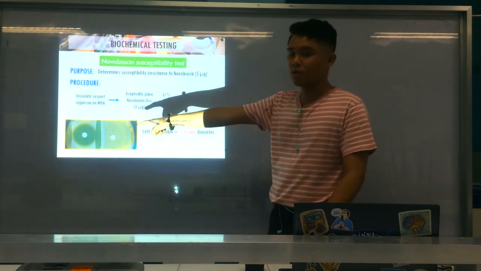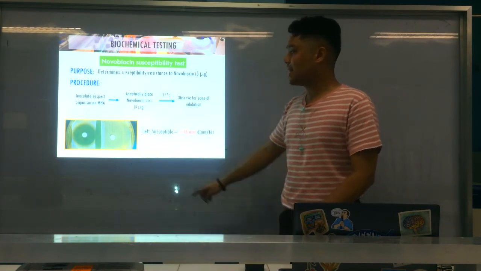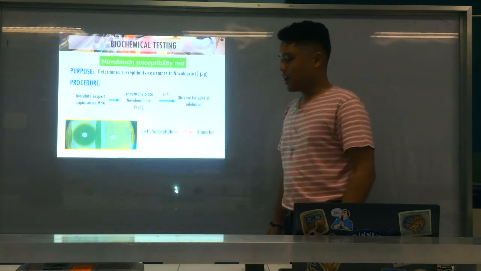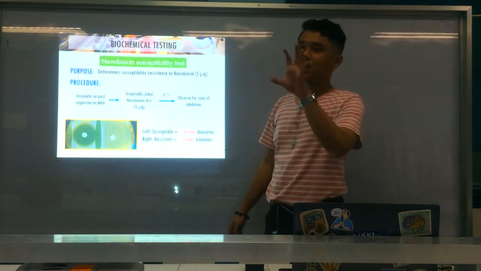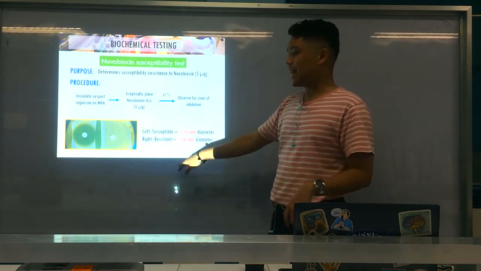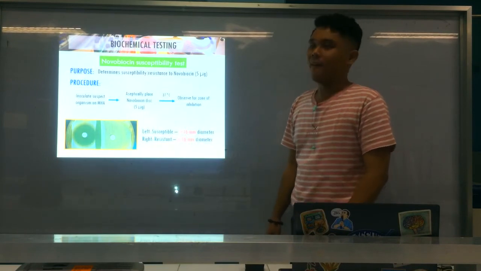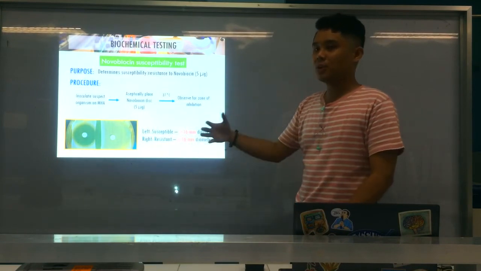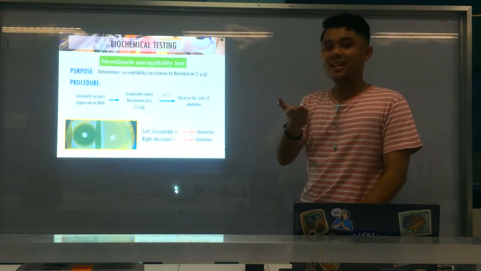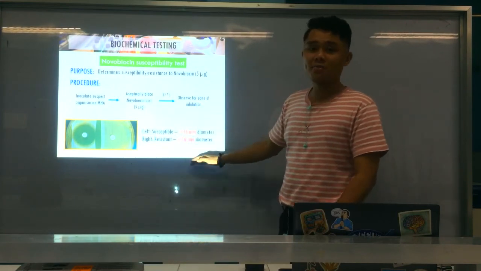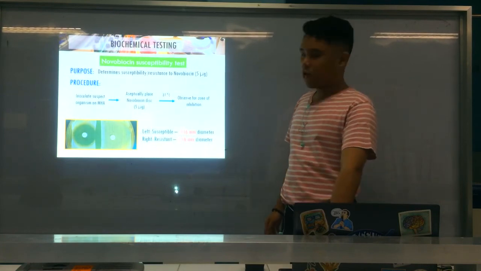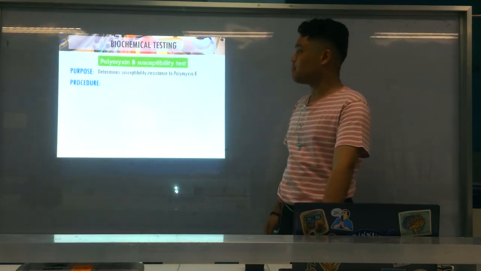It's positive or susceptible if greater than 16 millimeters in diameter, and negative if less than or equal to 16. Okay, so if greater than 16, sensitive. Resistant, less than or equal to 16. So 16 and below is resistant, and greater than 16 is susceptible. So whoever is resistant to novobiocin, you have staph saprophyticus.